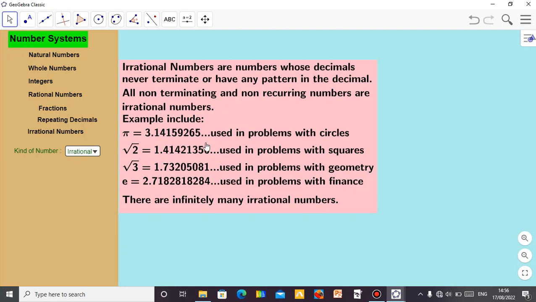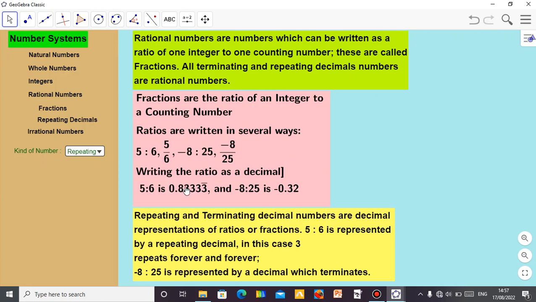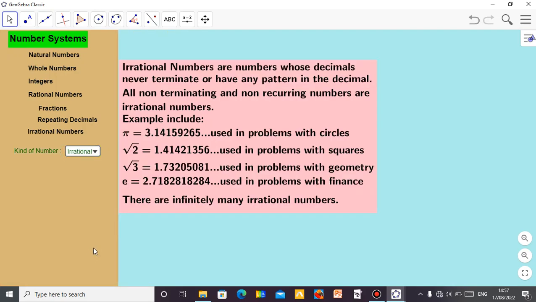So all these are examples of irrational numbers. They are non-terminating decimals and they are non-recurring. They don't repeat themselves continuously like 1, 1, 1, 1, 1, 2, 2, 2, 2, 2, like what happens in rational numbers. See, this keeps repeating. So when it keeps repeating, it's a rational number. If it does not repeat, it just keeps going and keeps changing. That means it does not have a particular pattern. So these are irrational numbers.